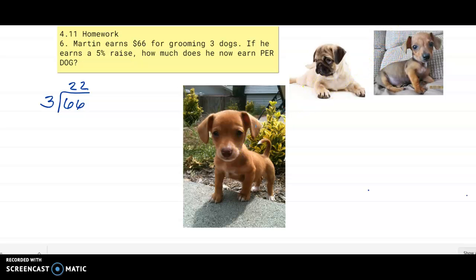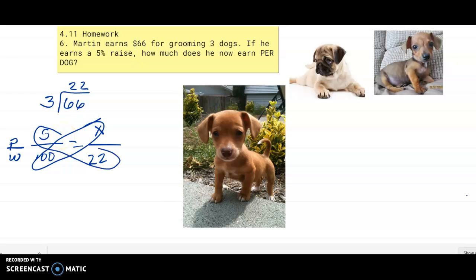What a deal. And then he gets a raise, right? So I'm going to set my proportion up, part over whole, and I want to know how much his raise is. He gets a 5% raise at $22, the amount per dog. So I'm going to cross multiply. 100x equals 22 times 5, which is 110. Divide both sides by 100. X equals $1.10. So his raise is $1.10.